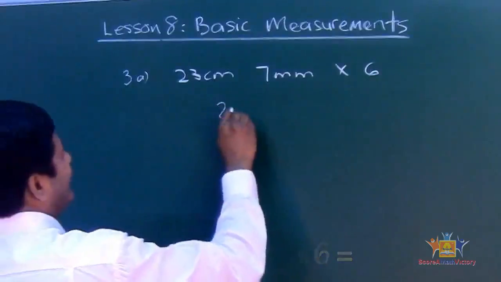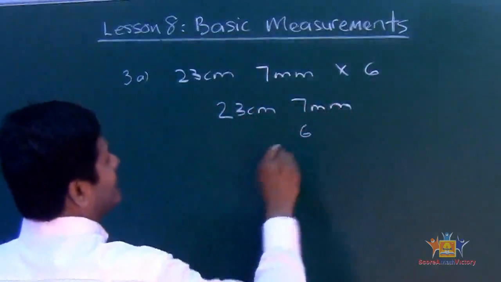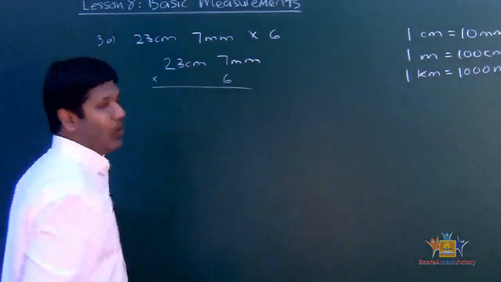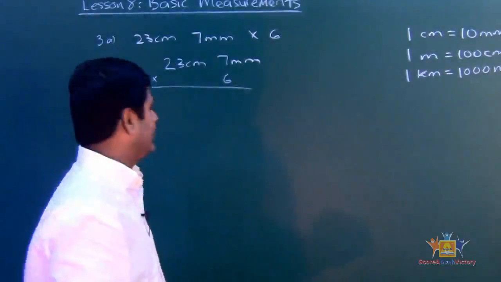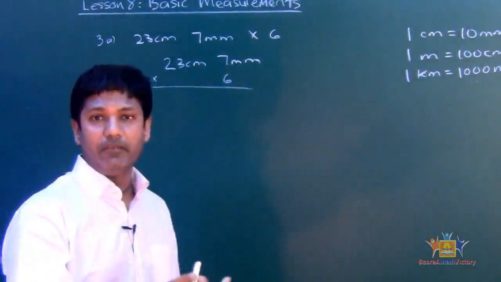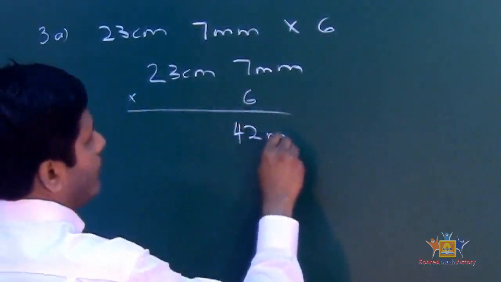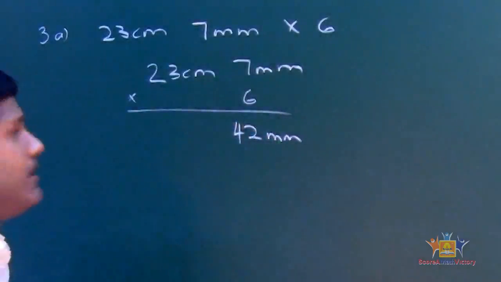So you're going to put 23 centimeters, 7 millimeters, and I'm going to put the 6 right there, and then we're going to multiply. Always start from the small unit, the millimeters, and then centimeters. 7 times 6, or 6 times 7, will be 42. We're going to leave it right down first. We don't do anything yet. Leave it as 42 millimeters.